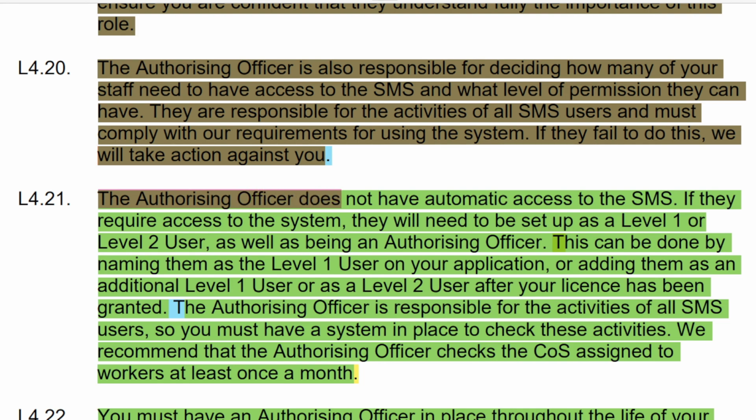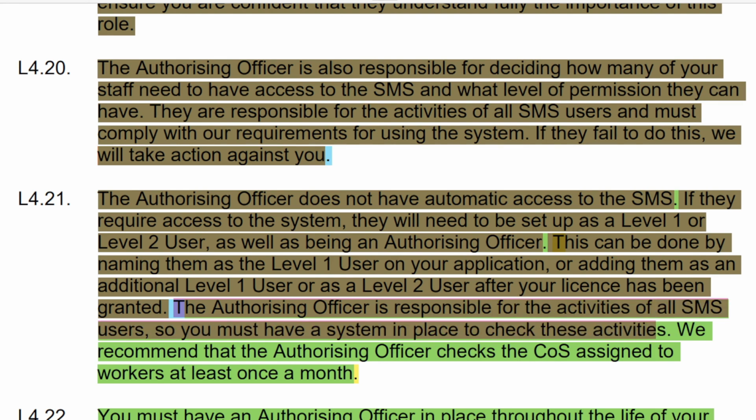The authorizing officer does not have automatic access to the SMS. If they require access to the system, they will need to be set up as a level 1 or level 2 user, as well as being an authorizing officer. This can be done by naming them as a level 1 user on your application, or adding them as an additional level 1 user or as a level 2 user after your application has been granted. The authorizing officer is responsible for the activities of all SMS users. You must have a system in place to check these activities.